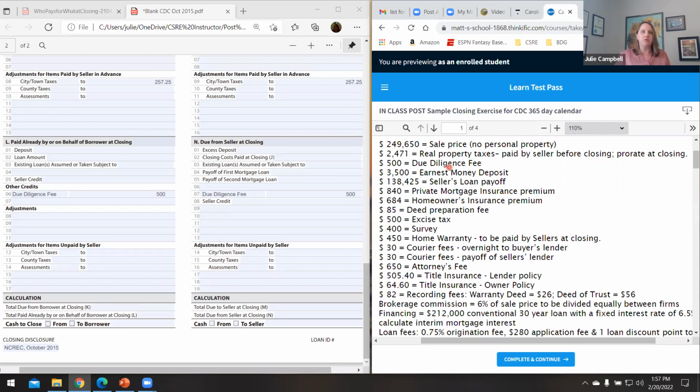So now that we're at closing, we need to reverse that, which means the earnest money will be a credit to the buyer. And you can see L as in Larry, 1, gives us our deposit, which is our earnest money deposit.